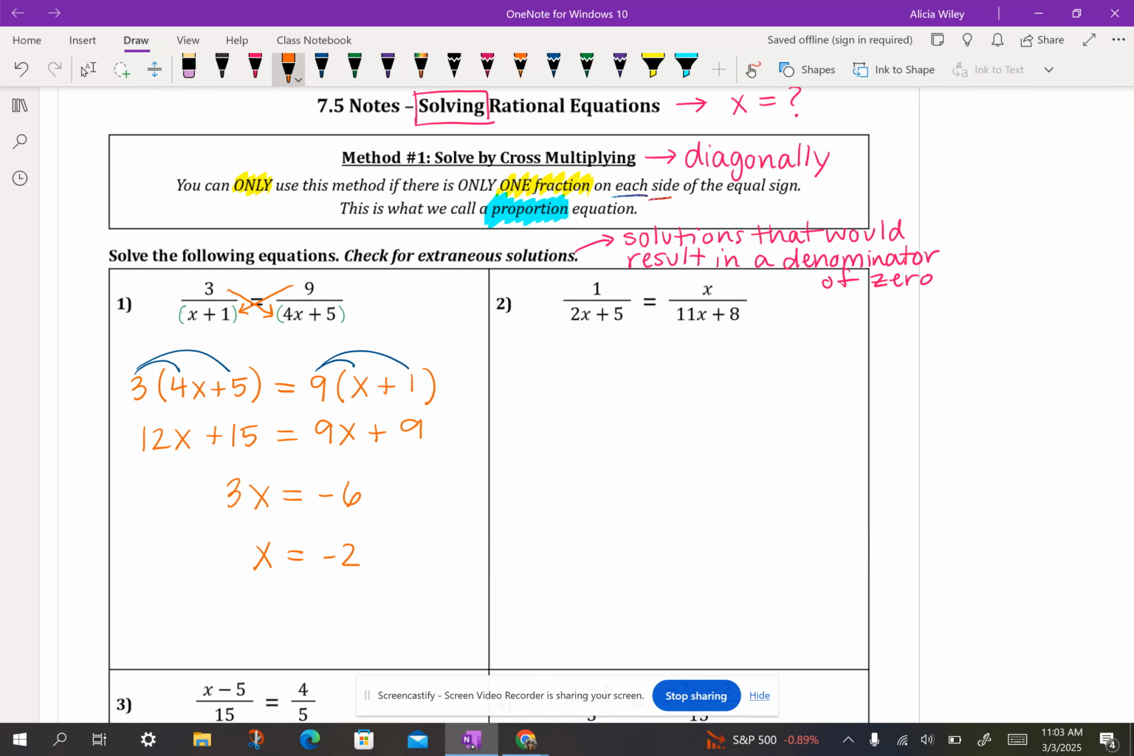-2 would not give me a 0 here, and definitely not here either. So there's no extraneous solutions, so x equals -2 is my final answer. All right, let's look at the second one.